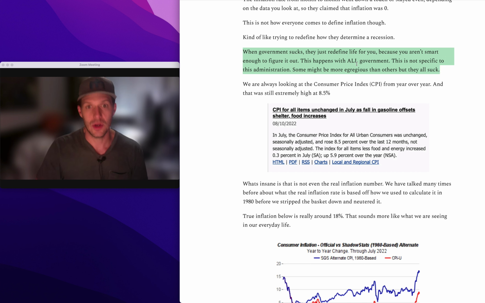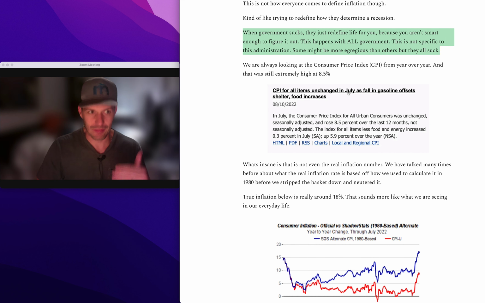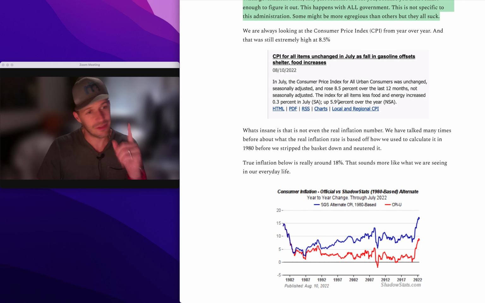We are always looking at the Consumer Price Index, CPI, from year over year, not month to month. And that was still extremely high. It was 8.5% year over year. And this is what you always hear, except this past month. That's the number that comes out all the time. So it's still up a ton. And as you're gonna see in a second, it's even more than that.